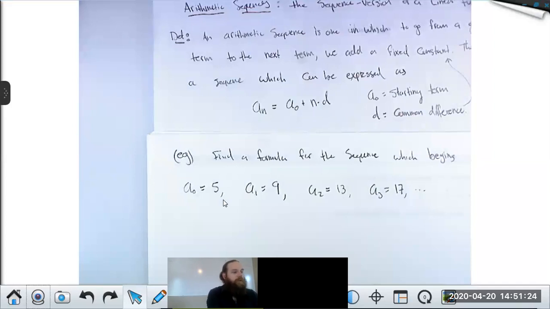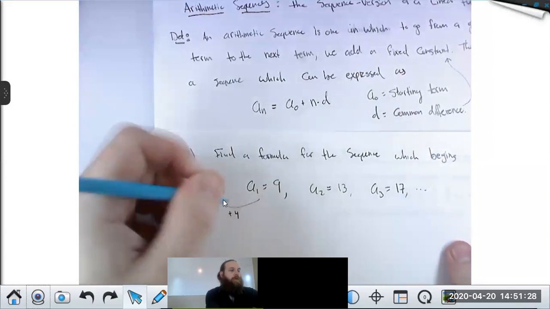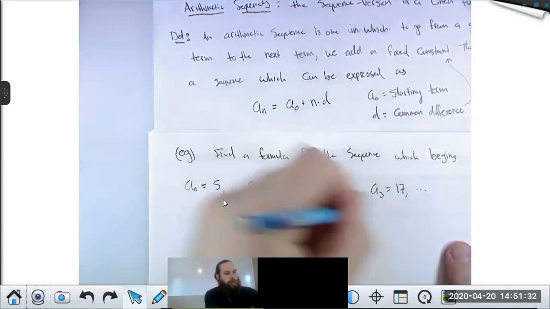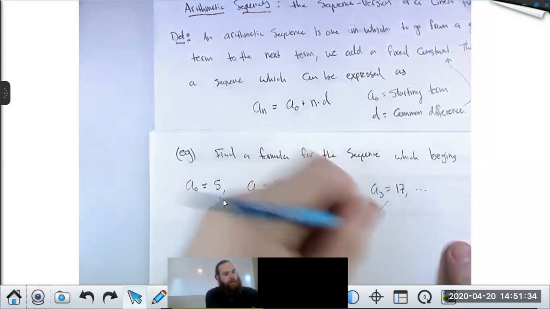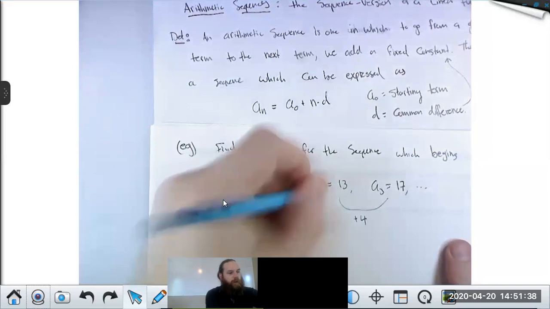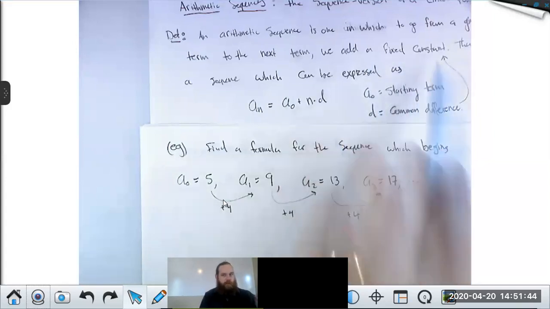But what I see is that to get from here to here, we had to add 4. To get from here to here, we had to add 4. To get from here to here, we had to add 4. So this looks like an arithmetic sequence. That is a sequence where to get from one to the next, we add a fixed constant.